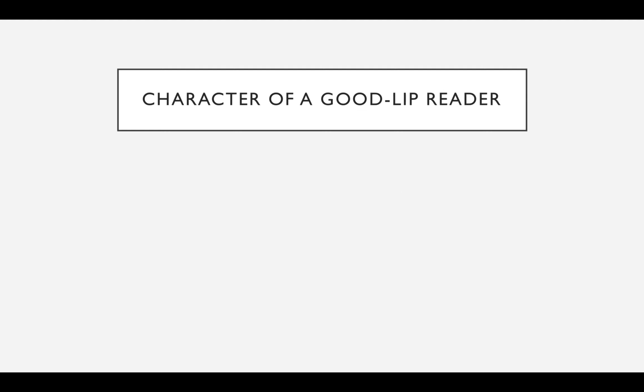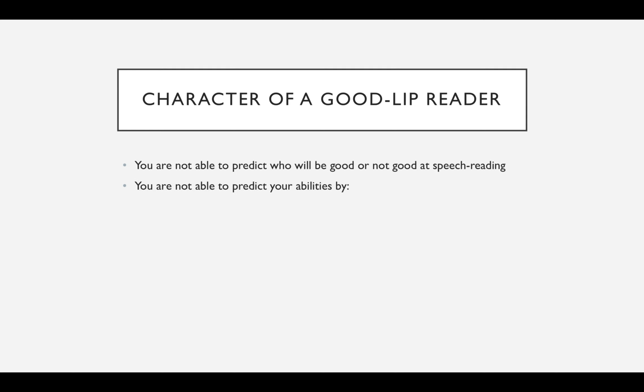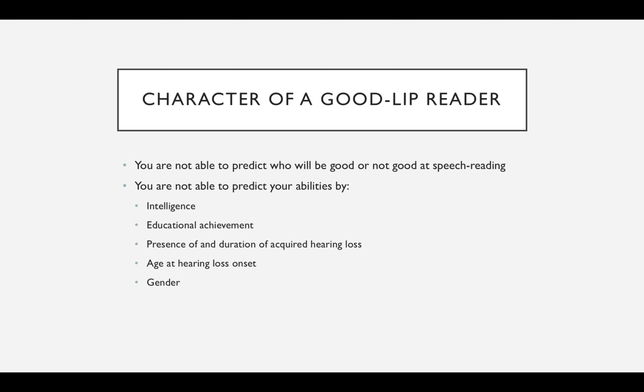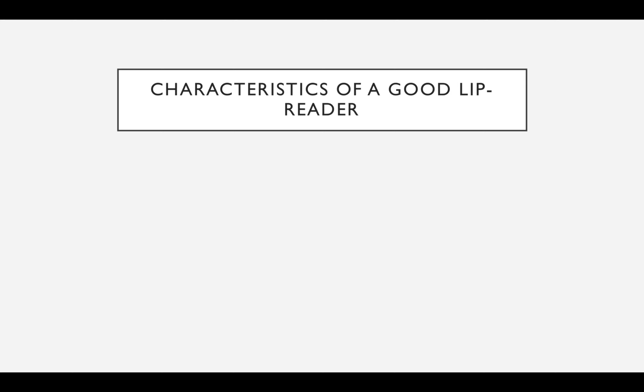Right, so then we are going to cover the characteristics of a good lip reader. You're not able to predict who will be good at it and who will not be good at it, and it's not able to be predicted by your abilities either, such as your intelligence, your educational achievement, the presence and the duration of the acquired hearing loss, the age of hearing loss onset, or gender or socioeconomic status. So none of these will be able to determine who's going to be good at it and who's not going to be able to be good at it.